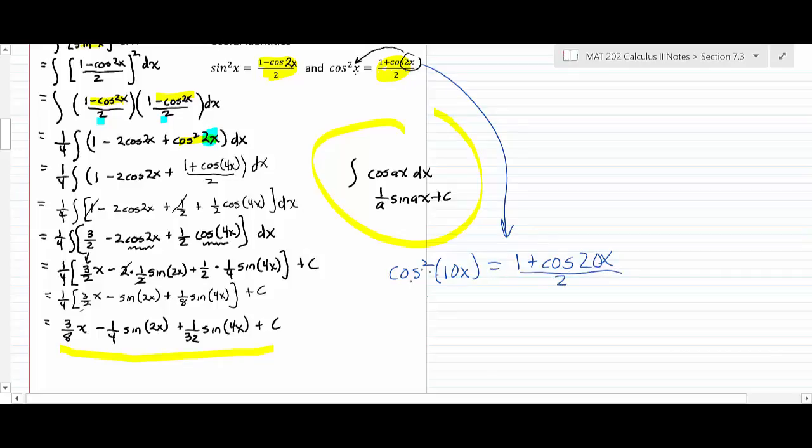So if you had cosine squared of 10x, that's what it would be. Does that make sense? Because that's what it says. It says double the angle. Whatever that angle is you start with, double it. So that's how I got the 4x. Okay? All right, very good.